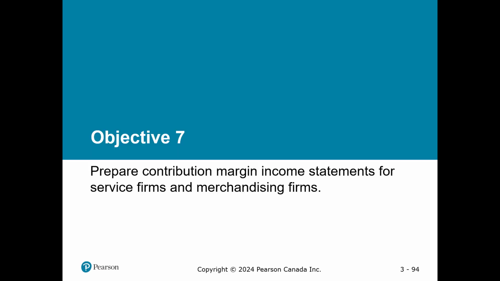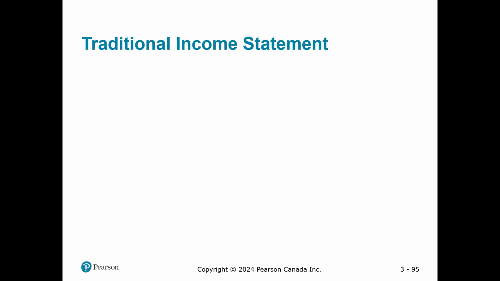Learning Objective 7, prepare contribution margin income statements for service firms and merchandising firms. We have the traditional income statement, which is a course from your introductory financial accounting course. It's organized by function. So what does that mean? Well, we look at product costs and then we look at operating costs. Product costs are the costs that go into the product. So that's by function. The function of that cost is it's going into a product.